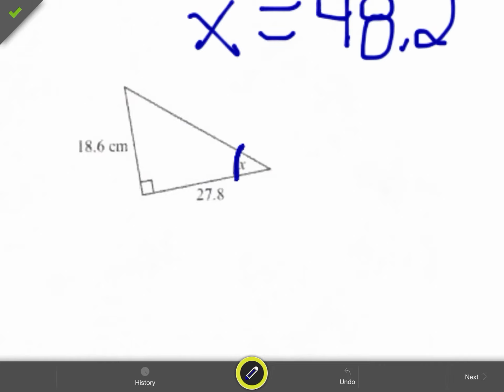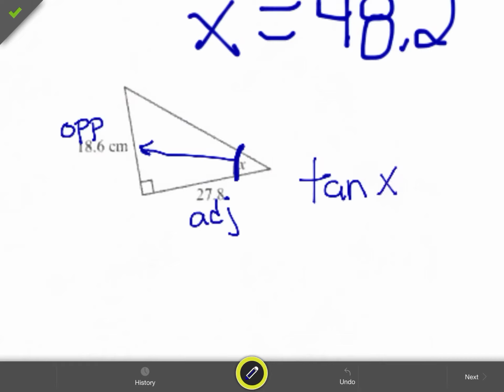So, mark your angle. Label your sides. I notice there's nothing on this side, which would be my hypotenuse. I'm not going to label it because there's nothing there. So then I go, okay, this side is opposite. It is across from my angle. And 27.8 is next to, so that would be adjacent. So let's decide trig function. Which one has those two pieces in it? Opposite and adjacent. Tangent.